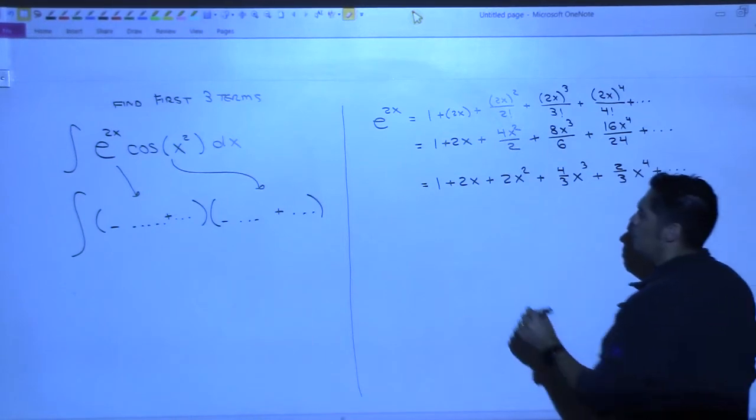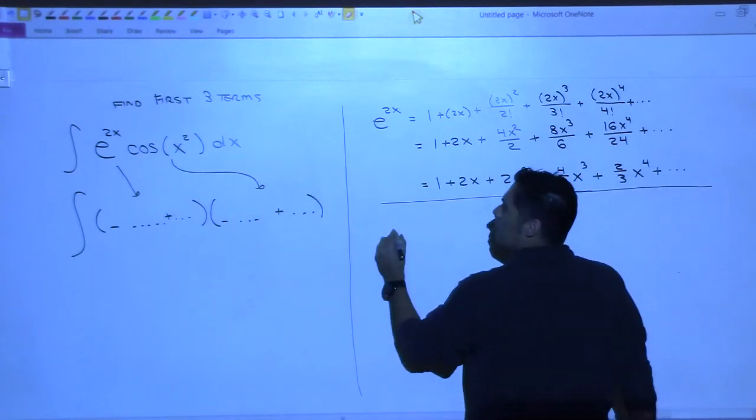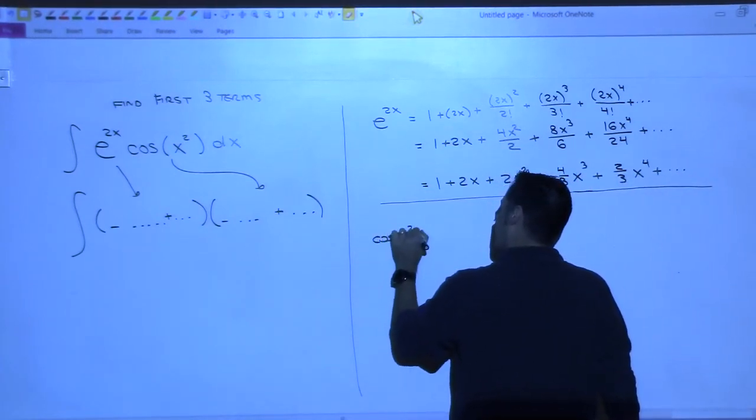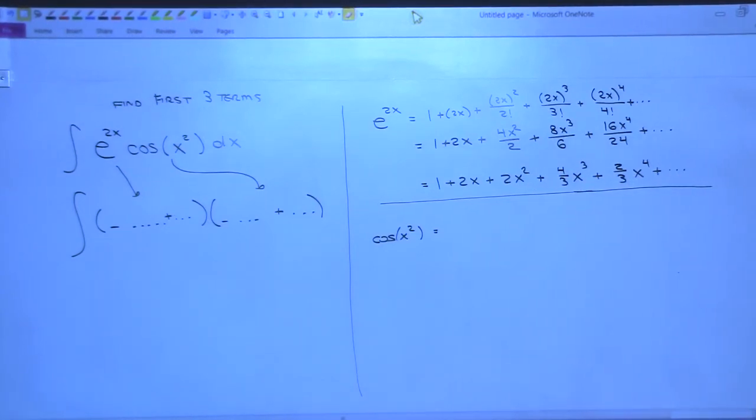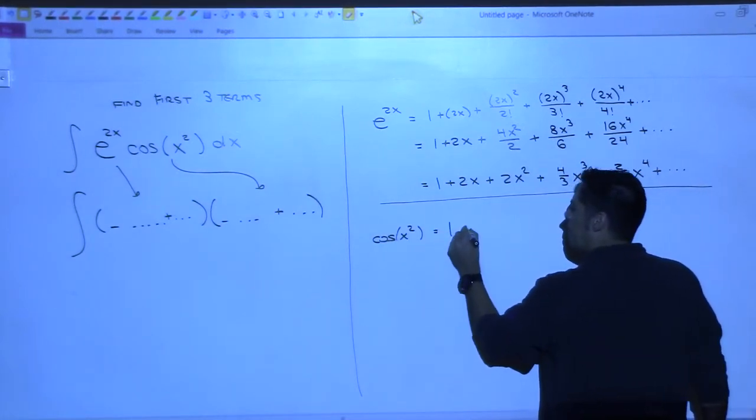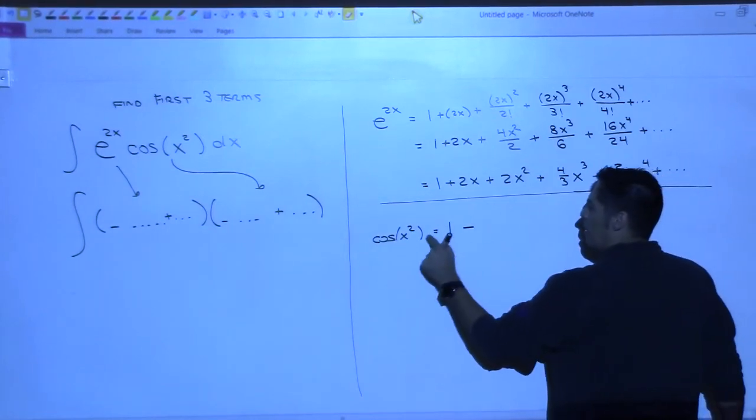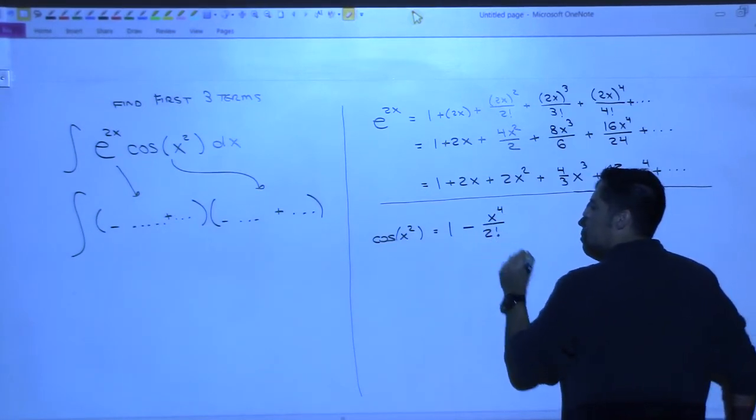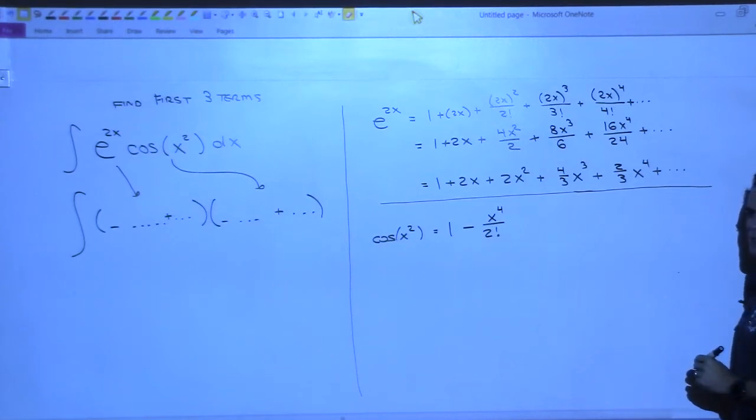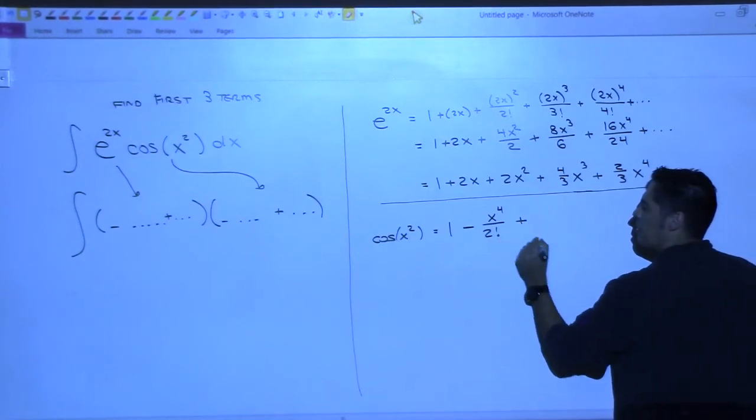Now, what is cosine of x squared? So the Maclaurin series for this starts out where? 1, and then minus x squared over 2 factorial. So it's going to be x squared squared over 2 factorial. Do y'all understand where I'm getting this? If I'm moving too fast, you just need to let me know. You're okay? Plus, what's the next one?